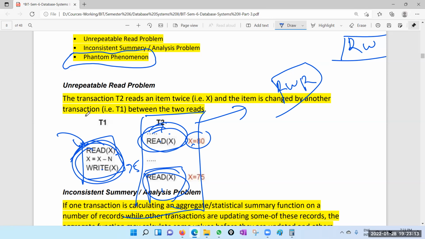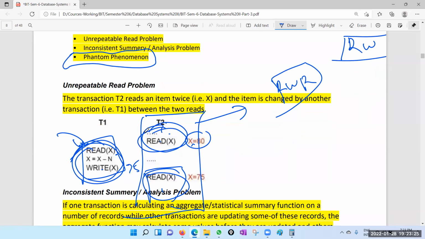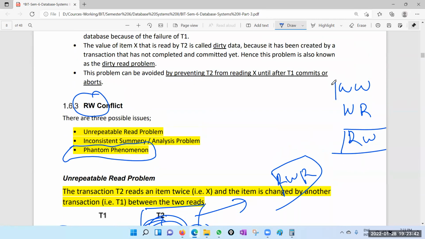So that is why we call it unrepeatable read. When you repeat it, you get a different value. Inconsistent summary means if you are taking two reports, now the summary reports are inconsistent. Or when you are analyzing, your analysis is inconsistent, because this guy has changed it in between. Okay, so that is called read-write conflict. So: write-write, lost update; write-read, dirty read; and read-write, or unrepeatable read, or the inconsistent summary, or the inconsistent analysis.